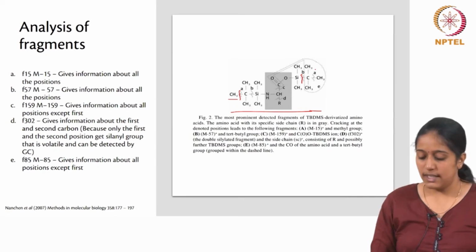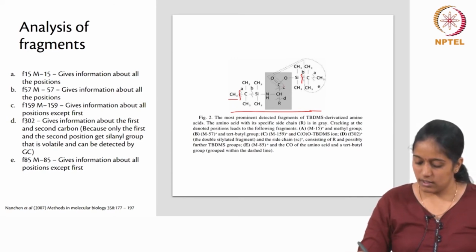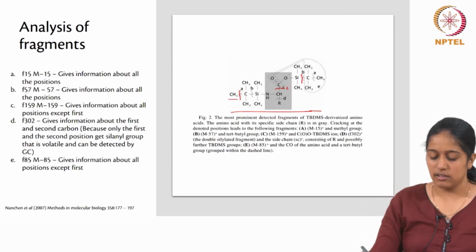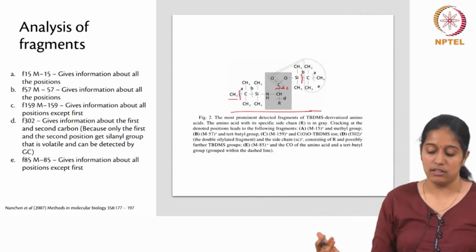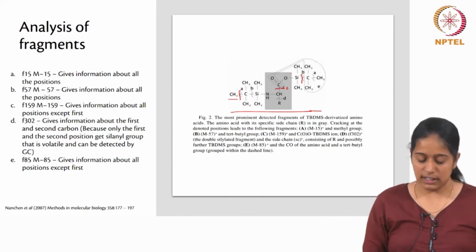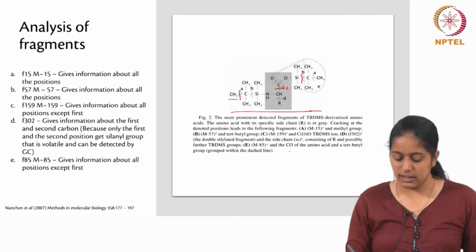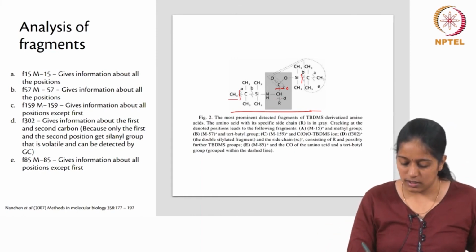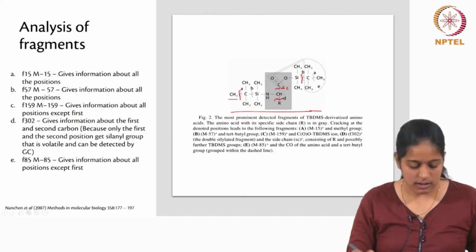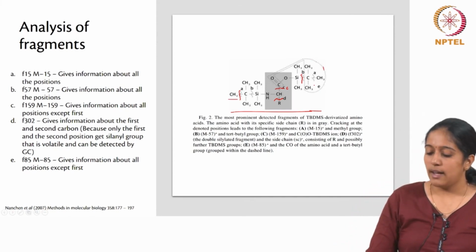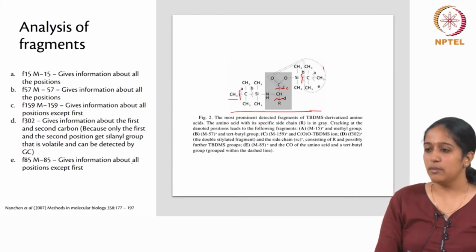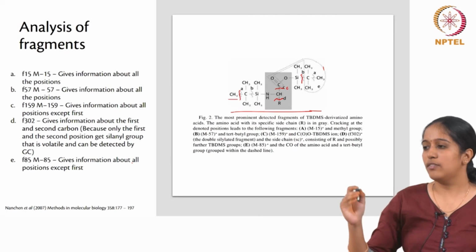And similarly, if you do it at C, this point is C, it will tell you that it is M minus 159, because the mass of the fragment that you get is minus 159. Similarly, there is another fragment that is F302, that is a double silylated fragment. That is coming out here, and E is M minus 85. E is this, the one in the dots. Each of these fragments gives information about different positions of the amino acid.